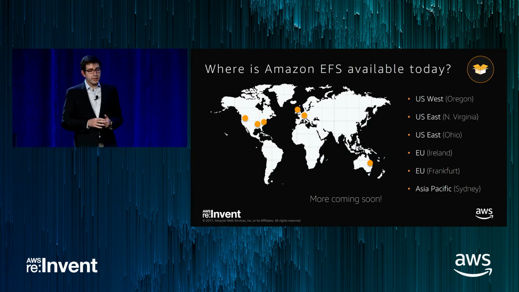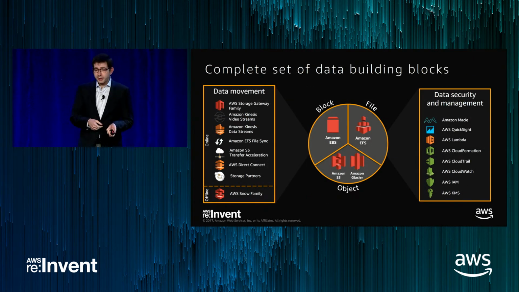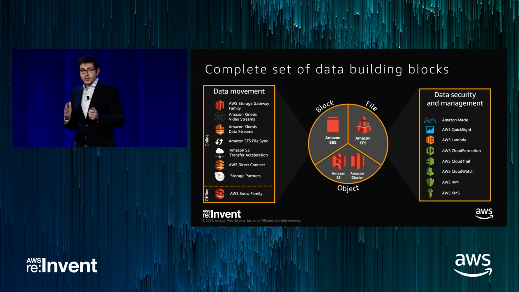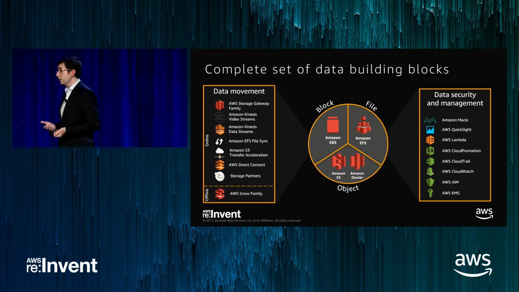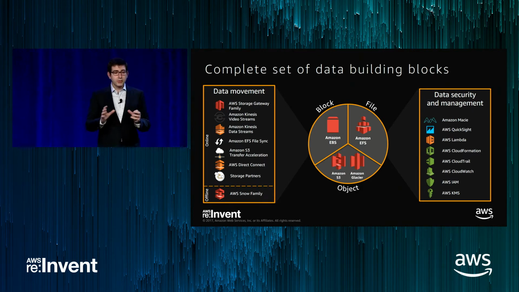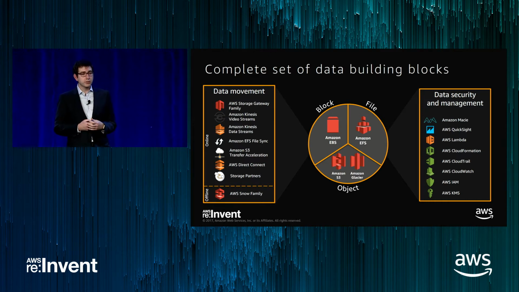And EFS is available in 6 regions today, and we're actively working to get it in many, many more regions coming soon. And EFS is part of a broader set of data building blocks within AWS. So we have our core storage services. We have EFS for file. Our block storage is EBS. Object storage is S3. And our archive storage is Glacier, which is also considered object storage. And those are supported by a whole bunch of data movement tools and services and data security and management tools and services.